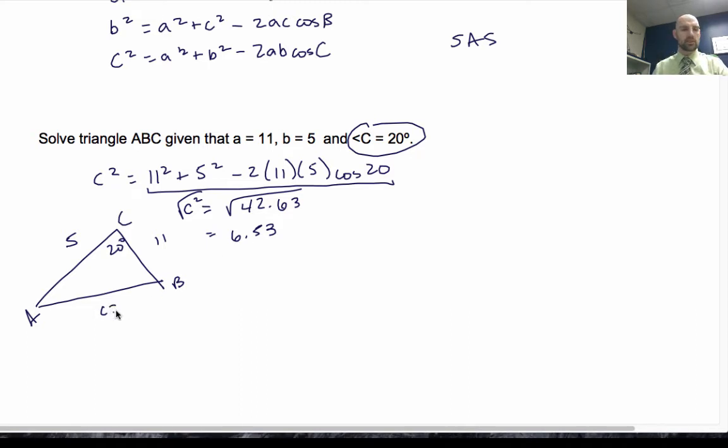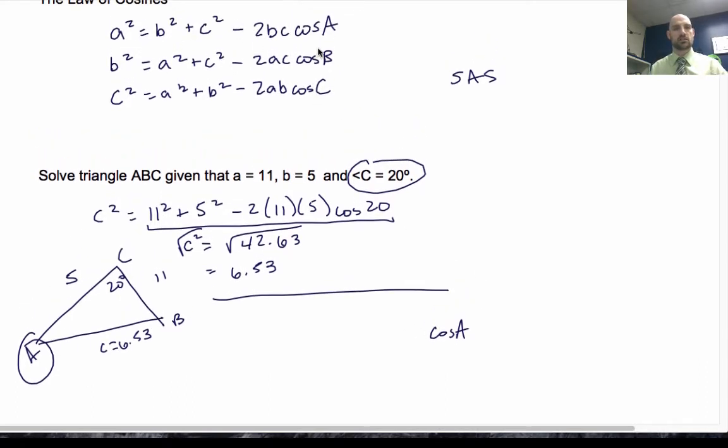Well, now that I know that this is 6.53, it's also a rounded value, and so the law of sines would work, but wouldn't give us a solid answer. And since we're practicing using the law of cosines, let's just use the law of cosines again. How do I do this? Well, let's take a look here. If I want angle A, I'm going to start with the formula that involves angle A. So that's the cosine of A. Well, which variation is that? That's this one up here.